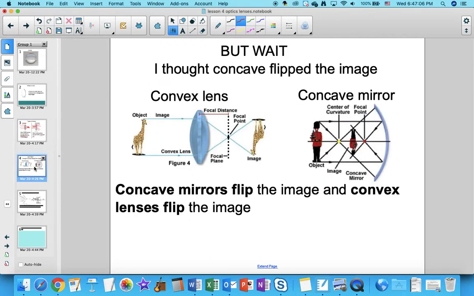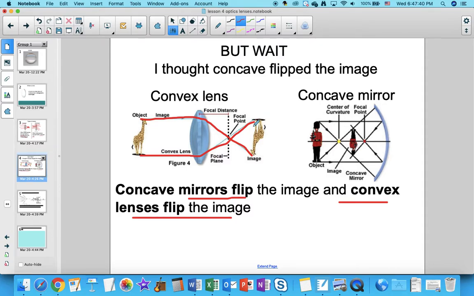So, just like before, concave mirrors flip the image, and convex lenses flip the image. In this picture, you can see the light hitting the giraffe, goes through the lens, gets bent downwards, and ends up down there. While the light from the feet goes through the lens, bends upwards, and ends up here. And so that's why images look flipped through a convex lens.